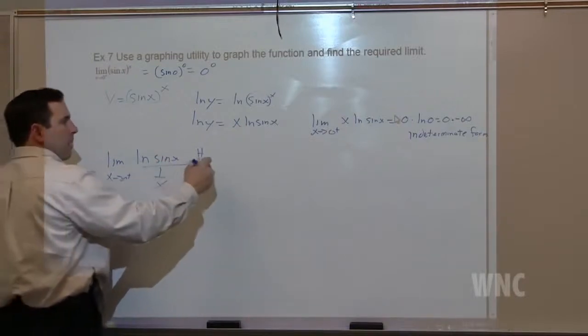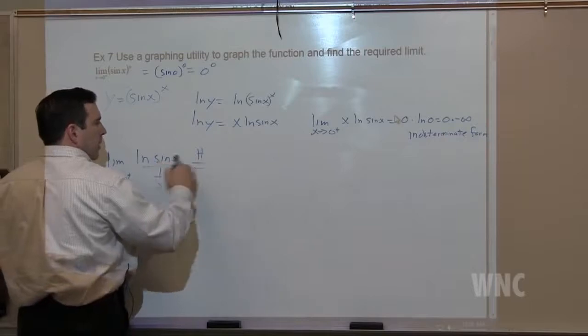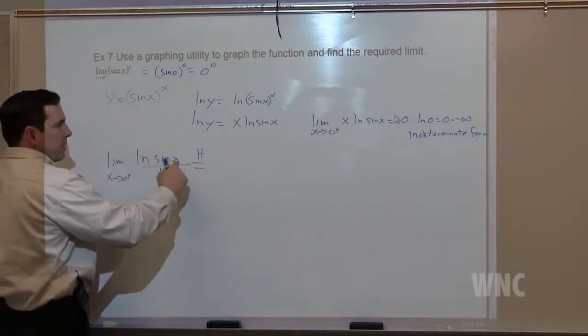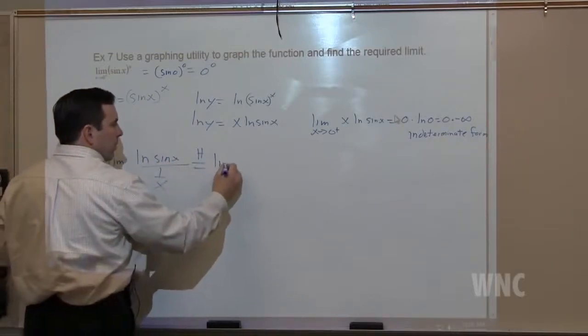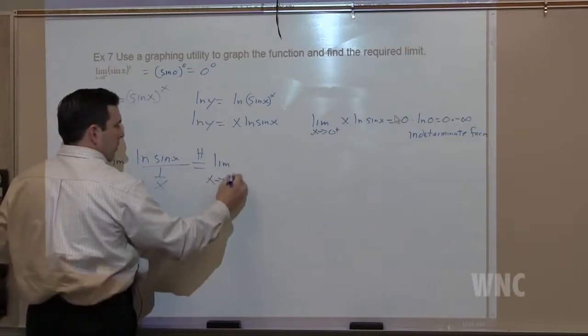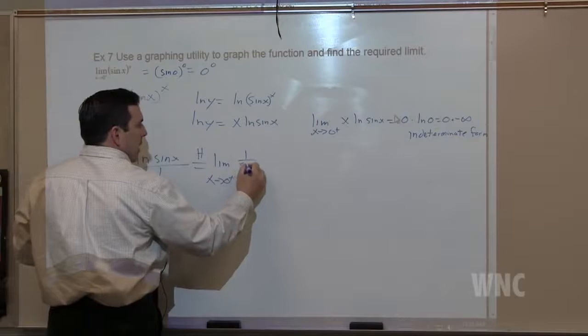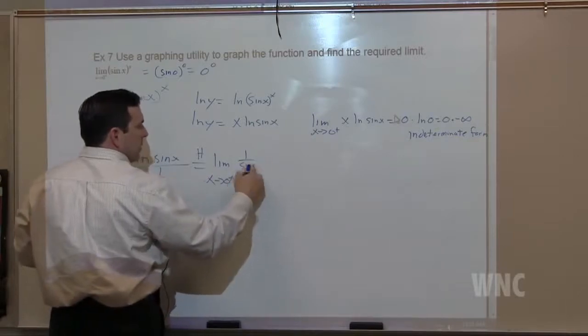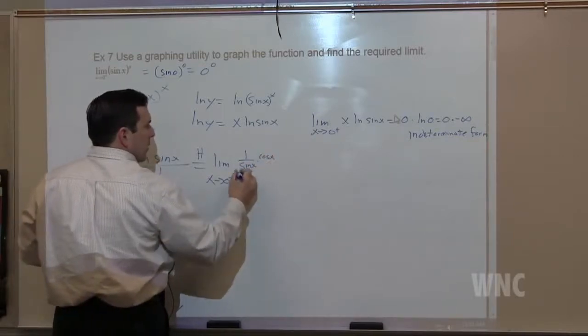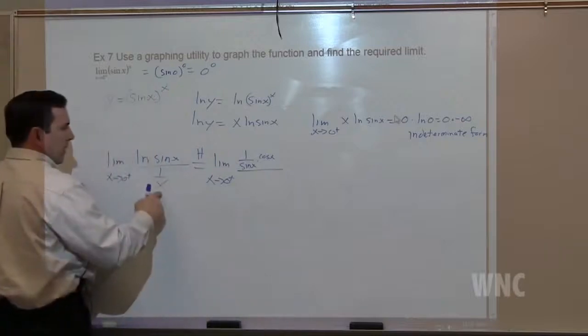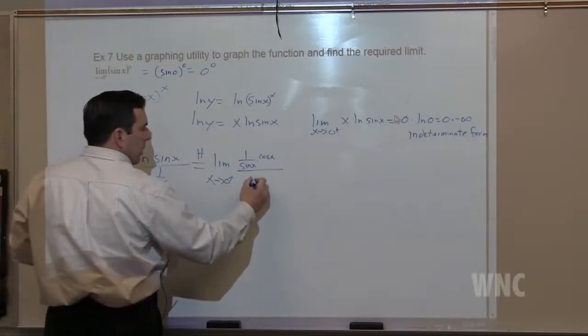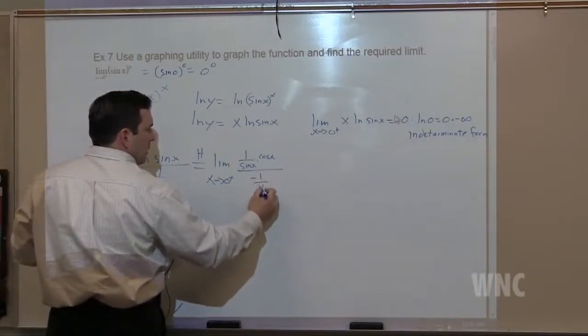So that's going to be the derivative of natural log of sine x, which is 1 over sine x times the derivative of sine, cosine x, over the derivative of the denominator, which is going to be negative 1 over x squared.